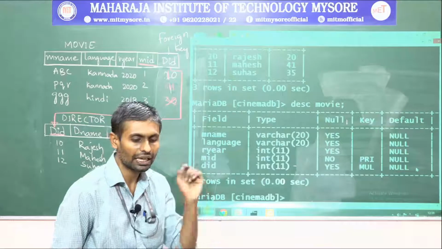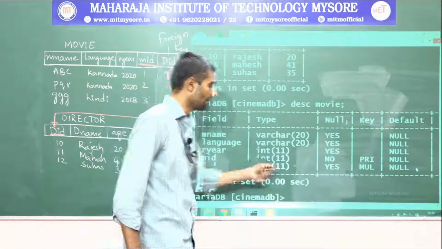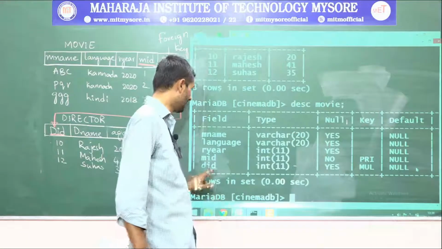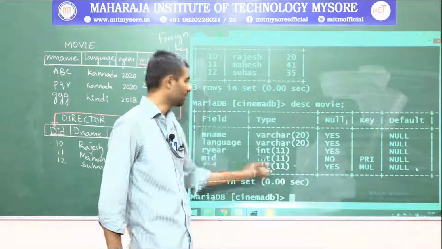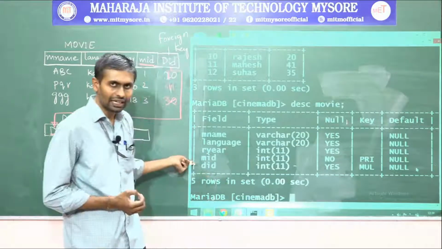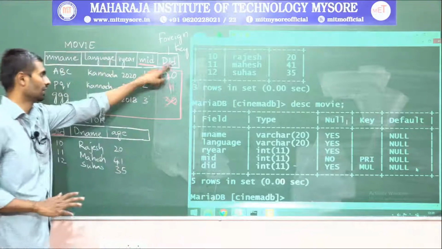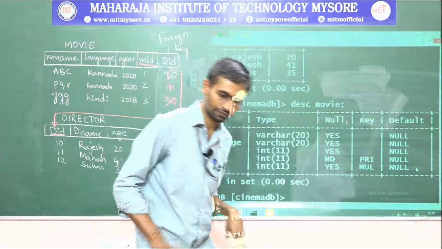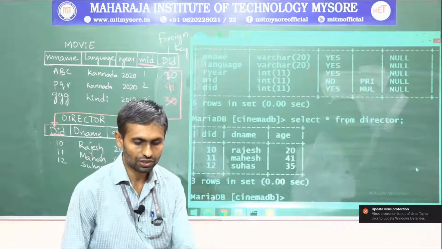Earlier we didn't have any value in the DID row. Look at this one. We have what? MUL. It's an indication that we have successfully made this DID a foreign key in the movie table. That means the DID of this movie table column takes only the values which are present where? In the director table. Let me check, friends. So let me go with select star from director.